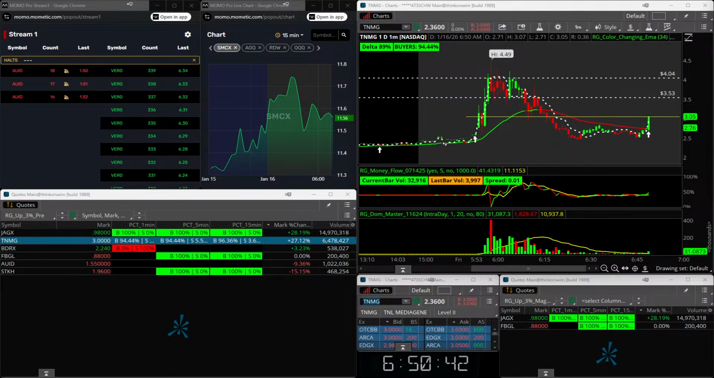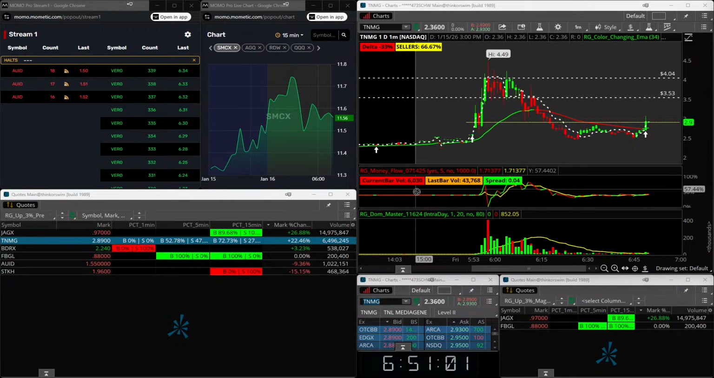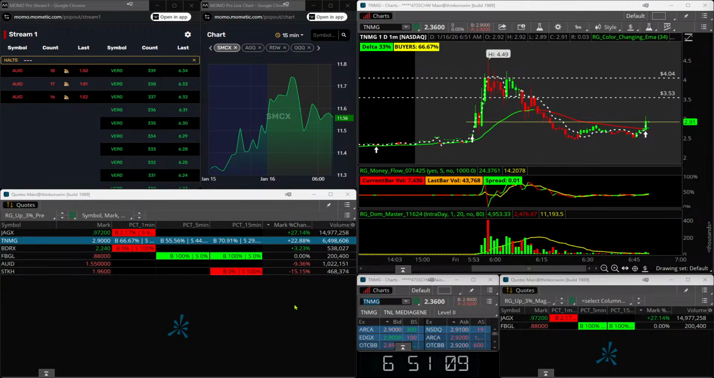TNMG looking north. It was letting me know here in the scan. It kept popping in and out. Not a whole bunch of buyers. The volume's not moving. We need a high volume flow in that last candle. We don't have it.